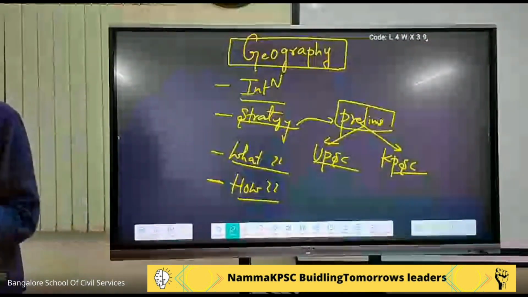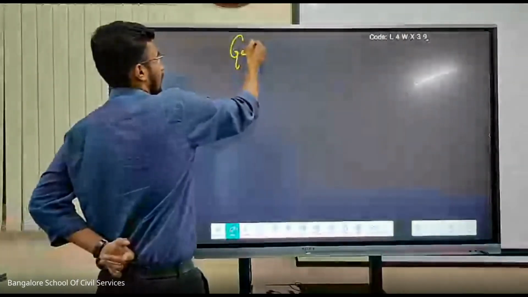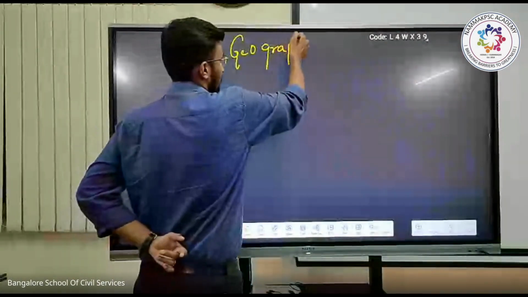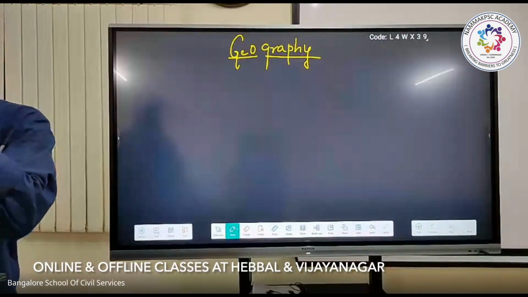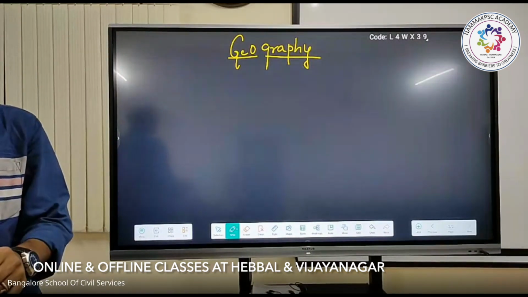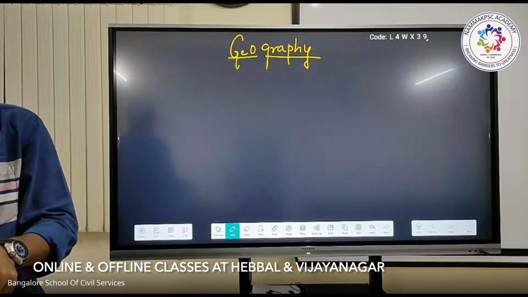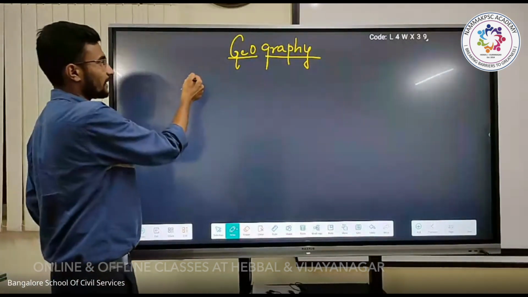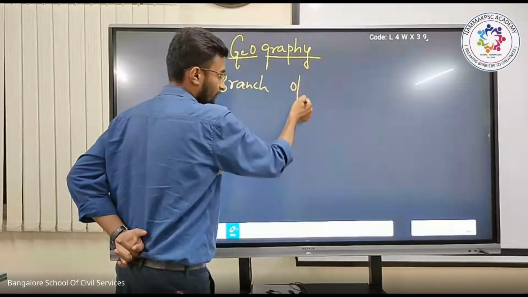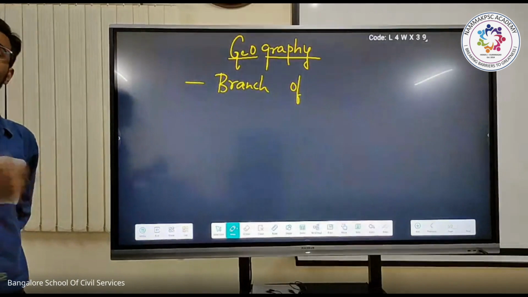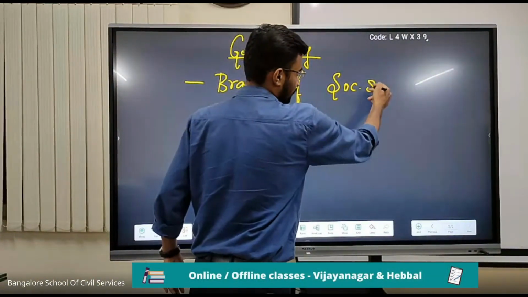See, the first and foremost thing: what do you mean by geography? What is geography? What is geo and what is graphy? Exactly. It is a branch of what? Is it science or social science? It is a branch of social science.